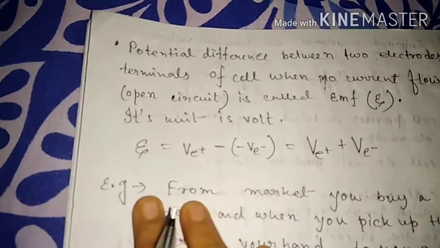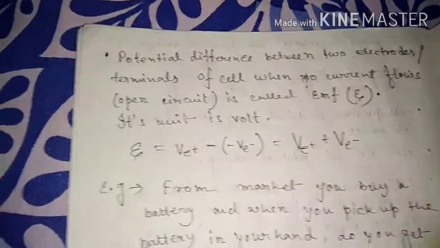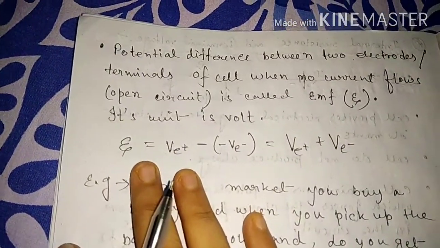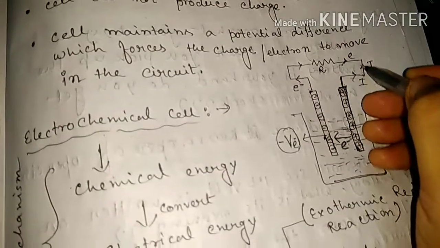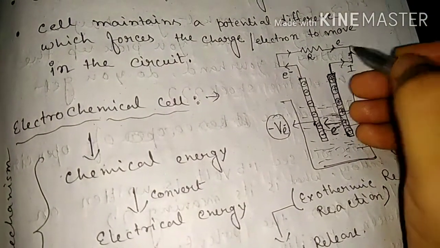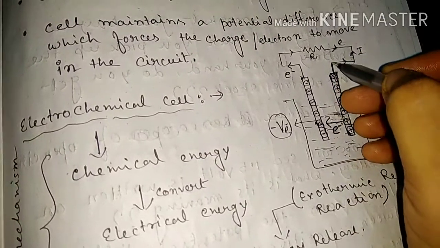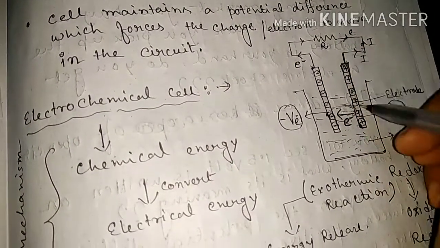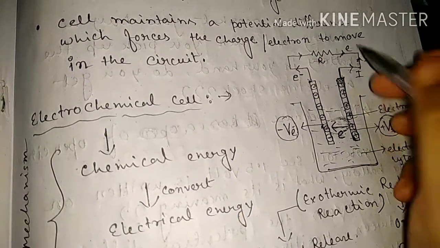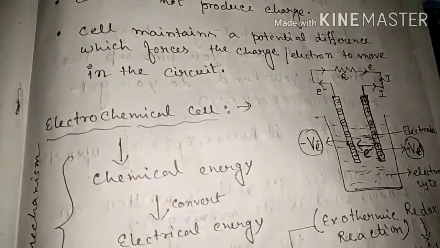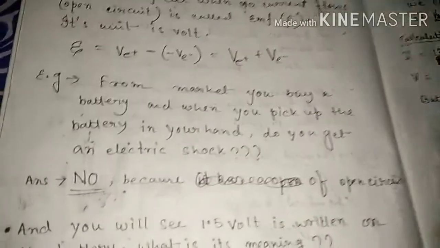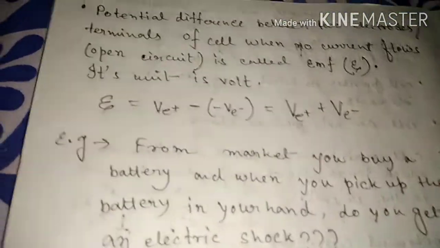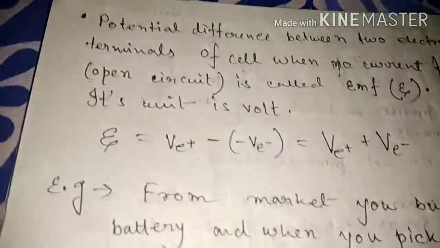Now, what happened? Next procedure. The potential difference between the two electrodes or the terminals of a cell when no current flows. That means the circuit is an open circuit. If we connect a switch here and this switch is open, this is an incomplete circuit. The electrons will not flow through to this positive electrode. So in this condition, when the circuit is open, a potential difference is created between these two electrodes, and when no current flows through the circuit, this is called EMF.